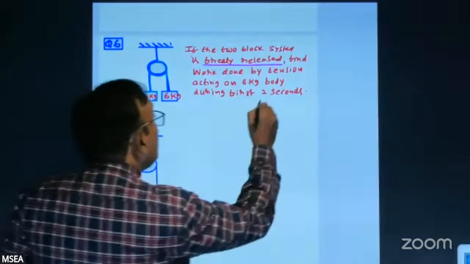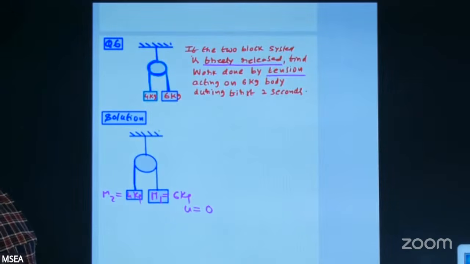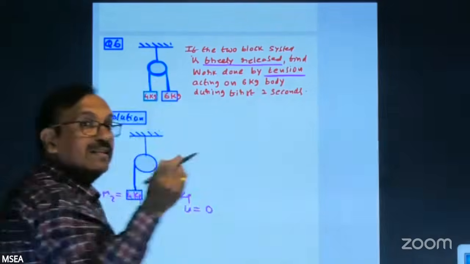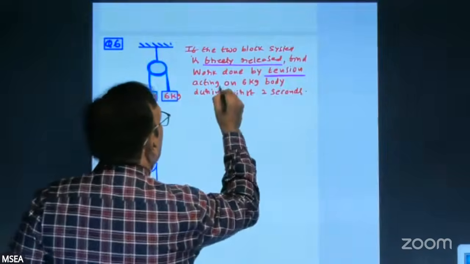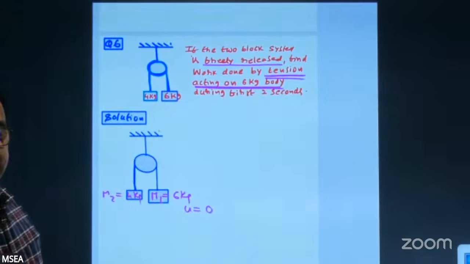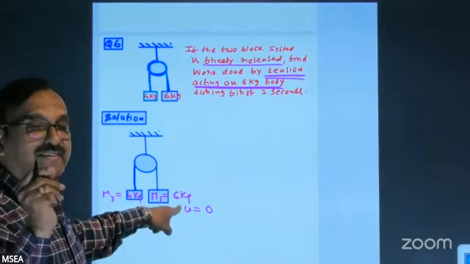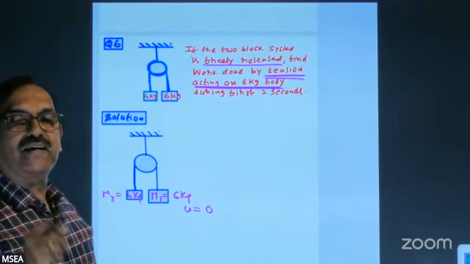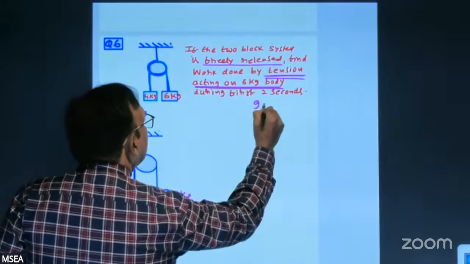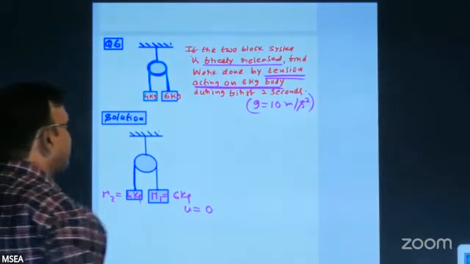Find the work done by which force we want. I don't want net total work done. Here I want work done specifically by the tension, the tension acting on the 6 kg body. This is 100% keywording. I want work done by tension, that too specifically acting not on 4 but on 6 kg. Please make a note, that too exactly in the first 2 seconds. We want to know the work done in the first 2 seconds. We are taking g comfortably as 10 meter per second square.